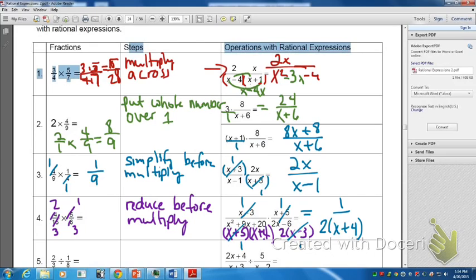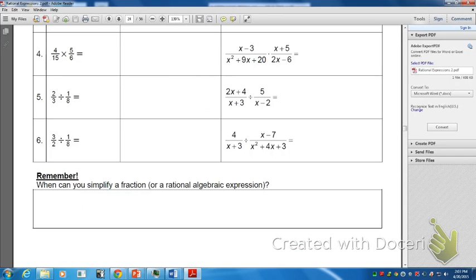All right. Any questions on that multiplication? Nope. Okay. Now, what's different about number 5? We're dividing. Now we're getting into our division. How did you learn how to divide fractions? Flip the second one and then multiply. What's the official name for flipping that? Reciprocal.